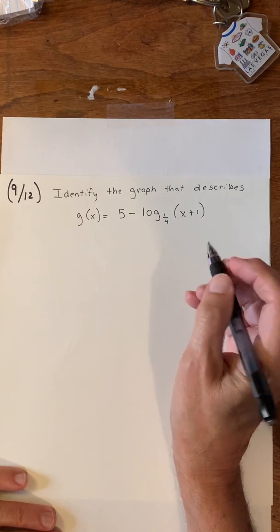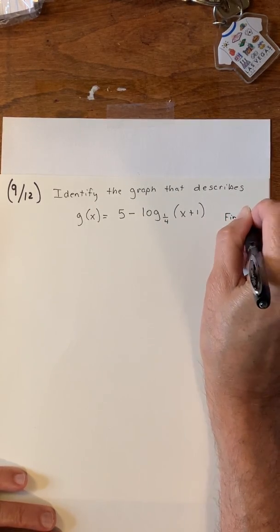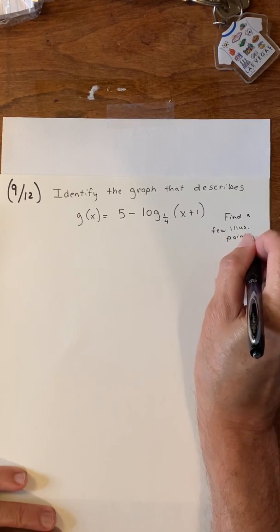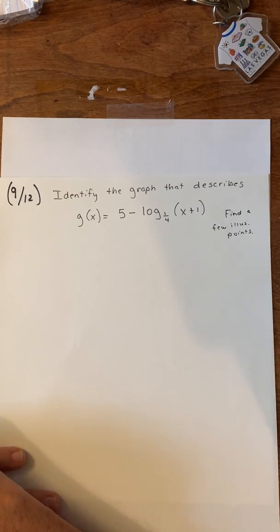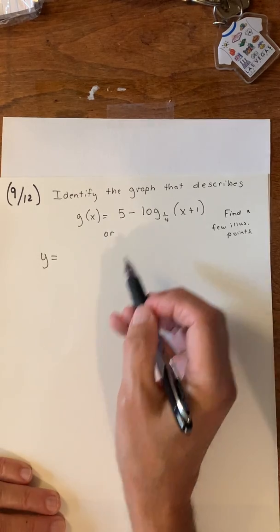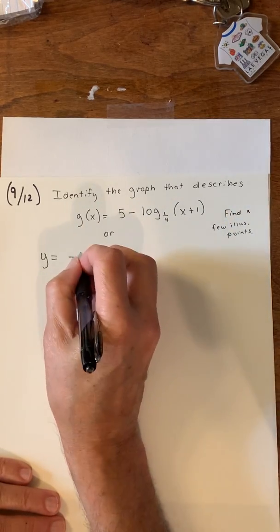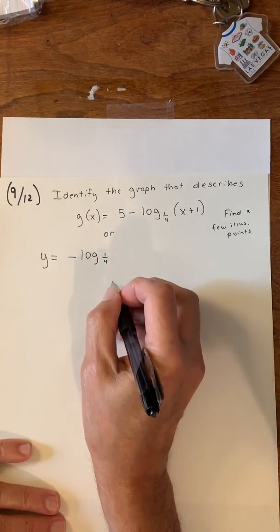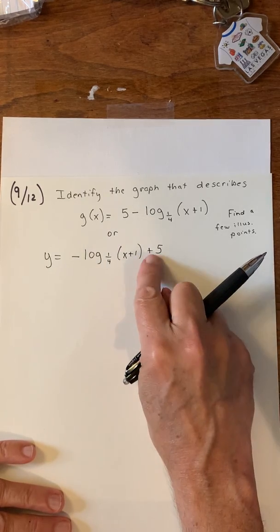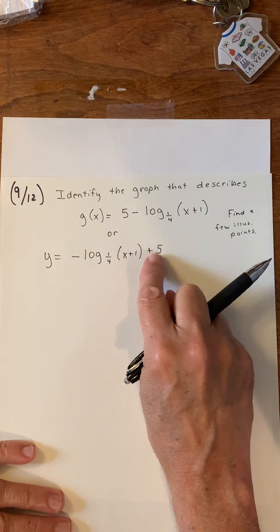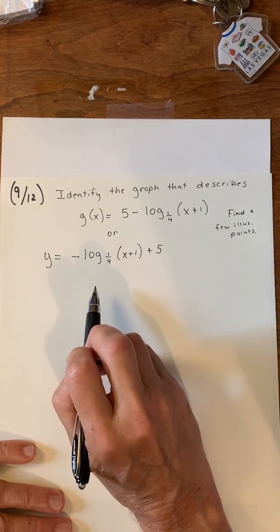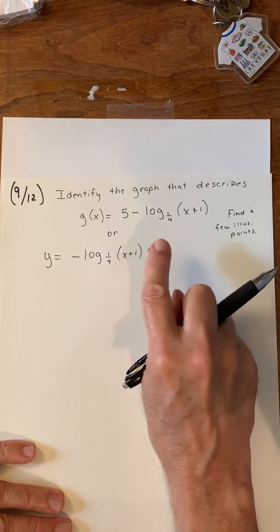You can use transformations, but I would suggest find a few illustrative points. Pick some convenient x's and find out what y is. Now, a couple of things I'm going to do. One is, of course, I'm going to change this out for y. The second thing I'm going to do is put the 5 at the end. Because those of you who will be thinking in terms of transformations, this needs to show up at the end because it is a vertical shift, right? Up 5, to the left 1, reflection over the x-axis. And if you do your transformations, be sure and do them in the appropriate order. Horizontal shift, reflection, vertical shift.